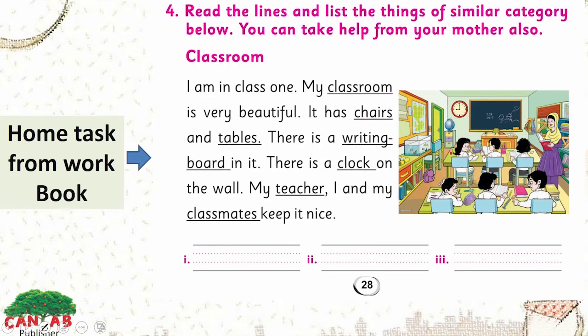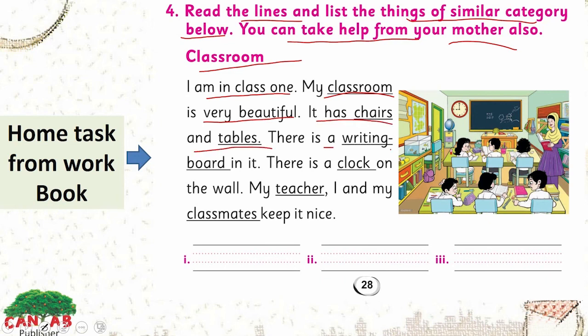This is your home task from the workbook. You have to read these lines and list the things of similar category below. You can take help from your mother also. Classroom. I am in class 1. My classroom is very beautiful. It has chairs and tables. There is a writing board in it. There is a clock on the wall. My teacher and I, my classmate, keep it nice.